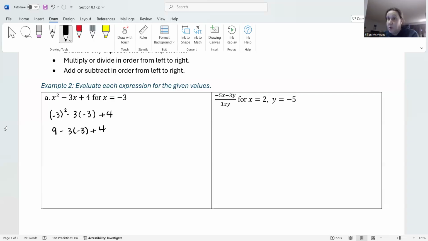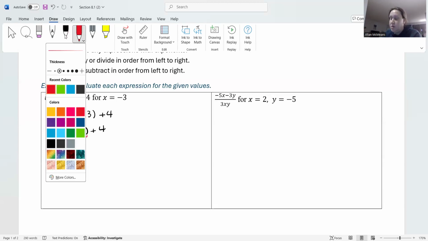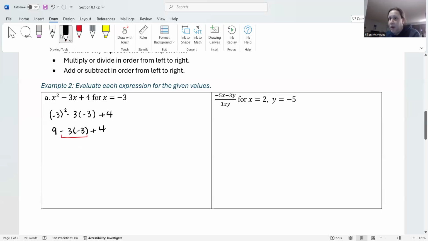Now we need to look at multiplication, and we definitely have multiplication right here. If you have any multiplication or division, you do those at the same time. We just have one multiplication: negative 3 times negative 3. Now remember, when you multiply two negatives, it becomes positive. So I'm going to rewrite this whole problem, and I'm going to replace negative 3 times negative 3 with positive 9.